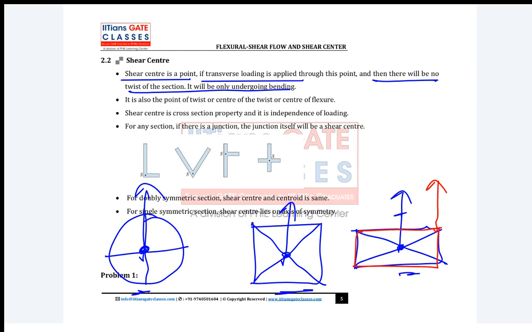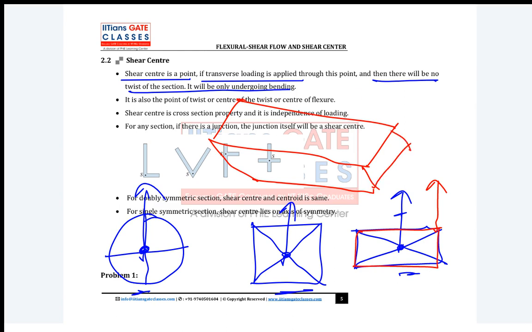You can take your beam like this. Along with bending, what is going to happen? It will twist also, right? So it will bend, okay, and in the same way it will be twisting. Clear? So why is it twisting? Because this force is not passing through this point, which is called the shear center.